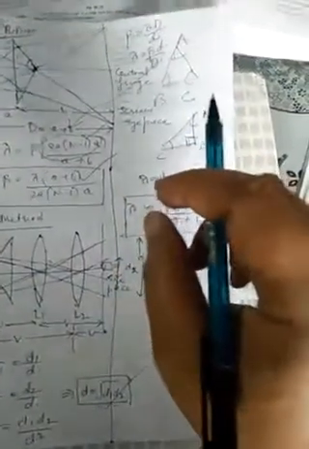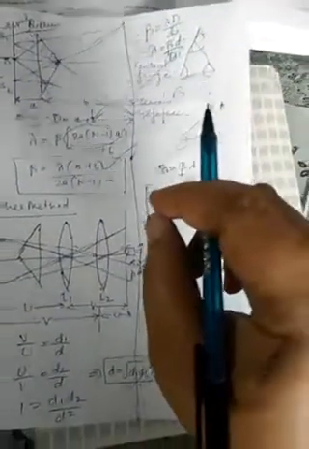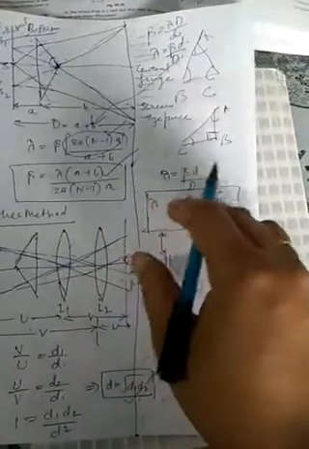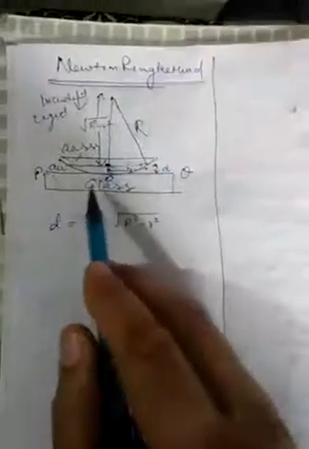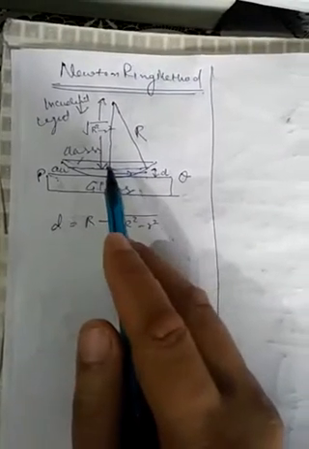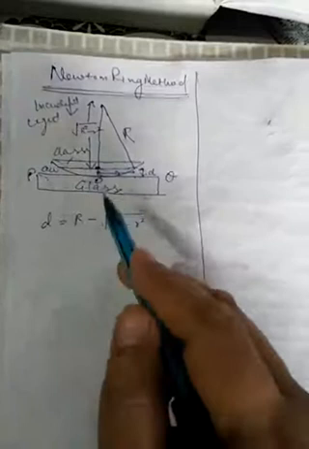Now we can use the second method, where the division is by amplitude, that is the Newton ring method, and then we will discuss the Michelson interferometer. Here is the diagram for Newton's ring method, where the convex surface of a plano-convex lens of large focal length is placed on the plane glass plate. This is a glass plate.